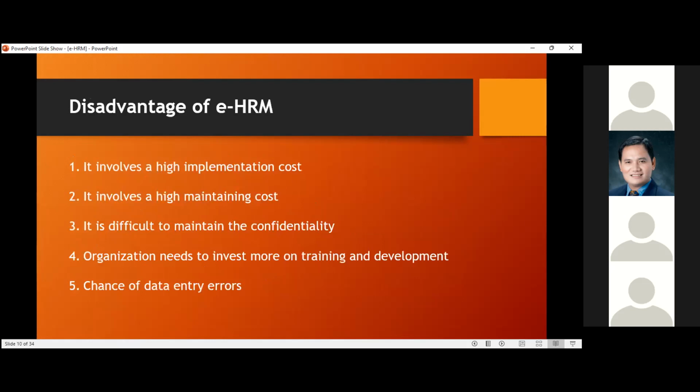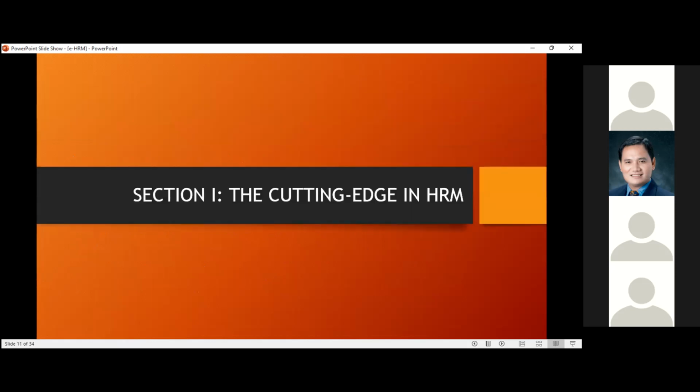So, the disadvantages of EHRM. It involves a high implementation cost. It involves a high maintaining cost. It is difficult to maintain the confidentiality. The organization needs to invest more on training and development, and there is a chance of data entry errors.